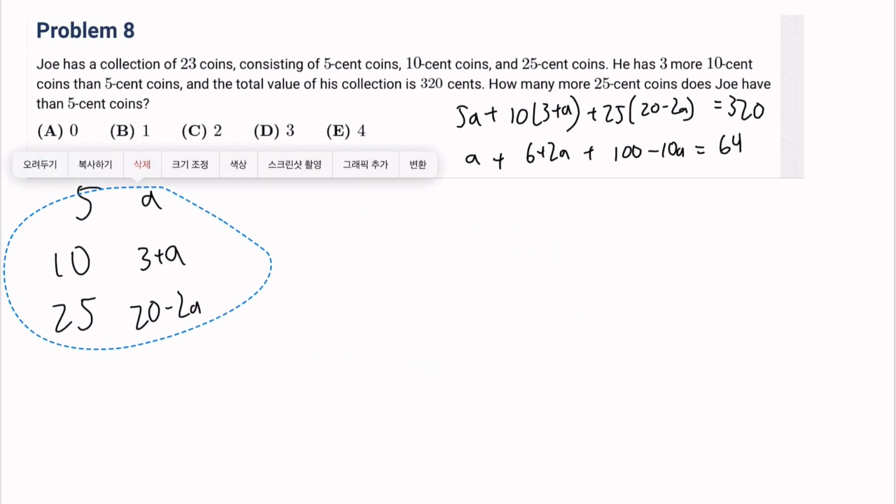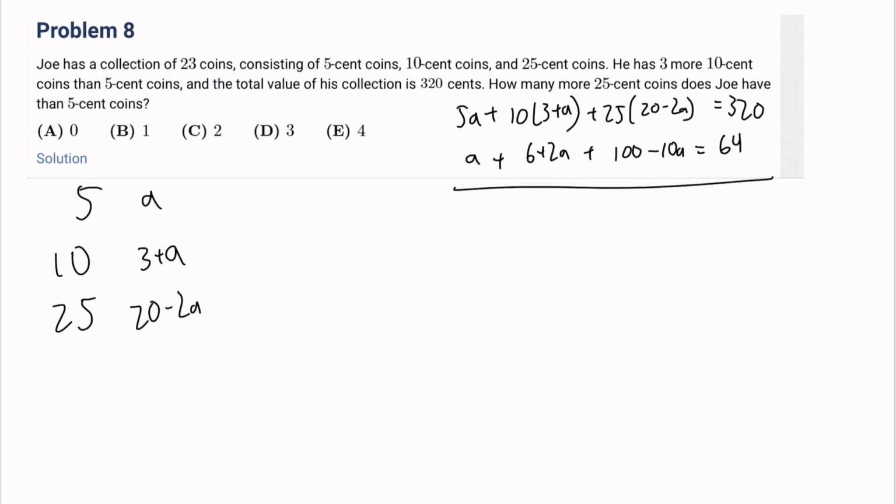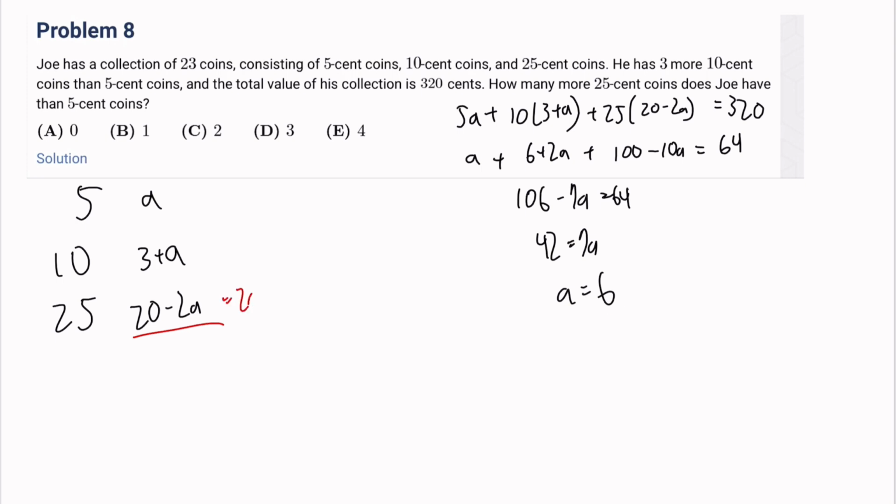And so this will give us 106 minus 7A equals 64, and if this goes over there, that would give us 106 minus 64, which is 42, equals 7A, so A equals 6. How many more 25-cent coins does Joe have than 5-cent coins? Okay, so 25-cent coins, this is 20 minus 2 times 6, which is 20 minus 12, this equals 8. And this is just 6, right? So 8 minus 6, the answer is 2.